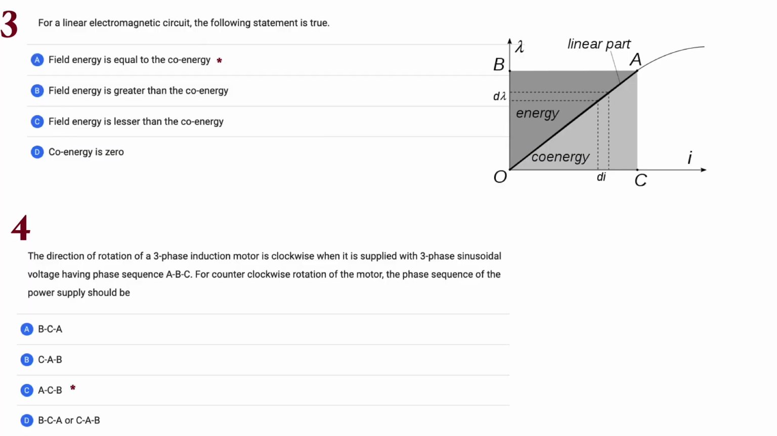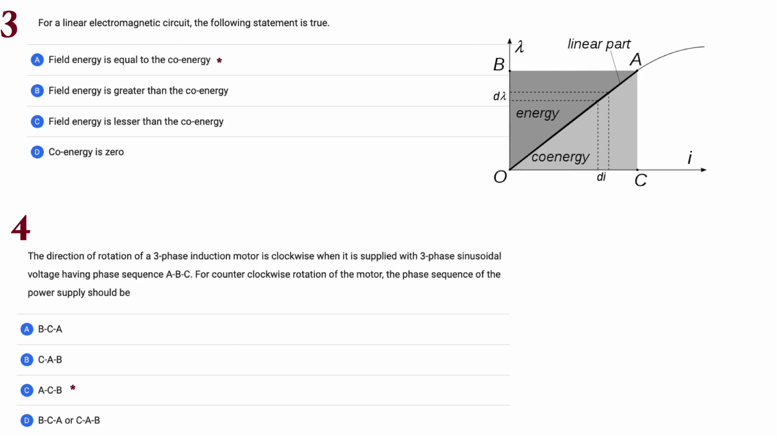For a linear electromagnetic circuit, the following statement is true. So there are 4 statements. Let's read the statements. Field energy is equal to the co-energy. There's a diagram given there where co-energy is a plot between i and lambda, where lambda happens to be the flux linkage. So we can see that the co-energy will be given by the area under the line, or under the curve. So how do you assess that? You always have a value for lambda multiplied by di, and then you integrate it. So lambda has to be expressed in terms of i.